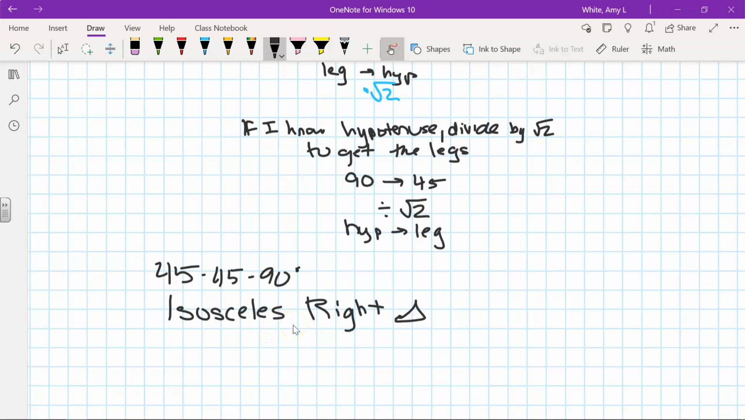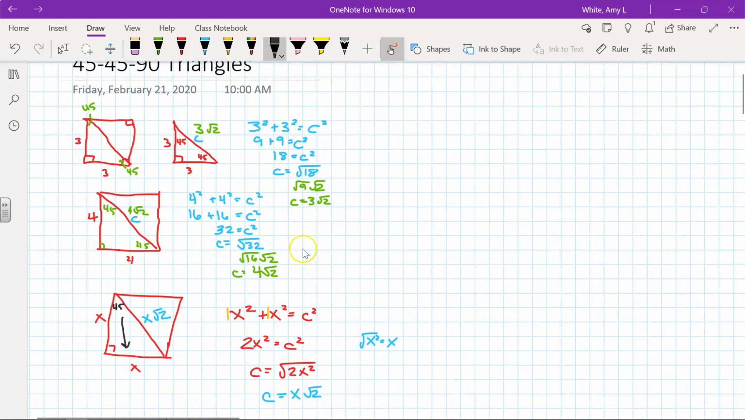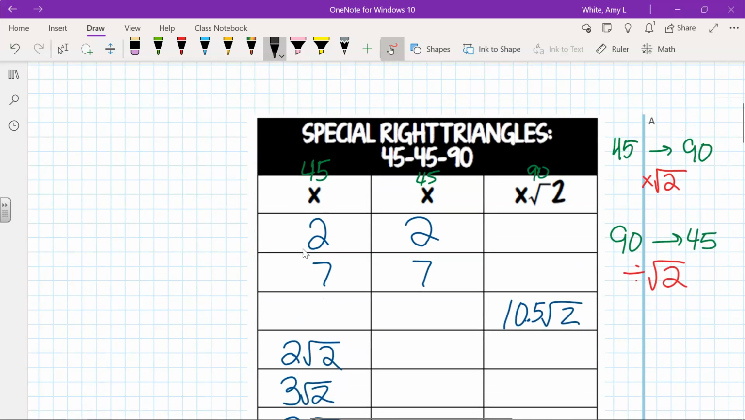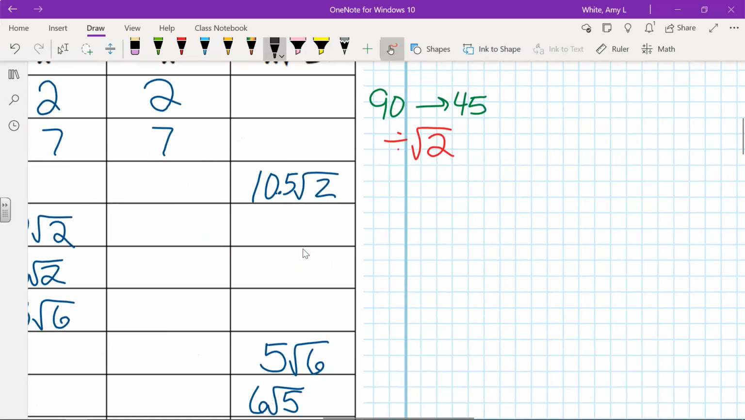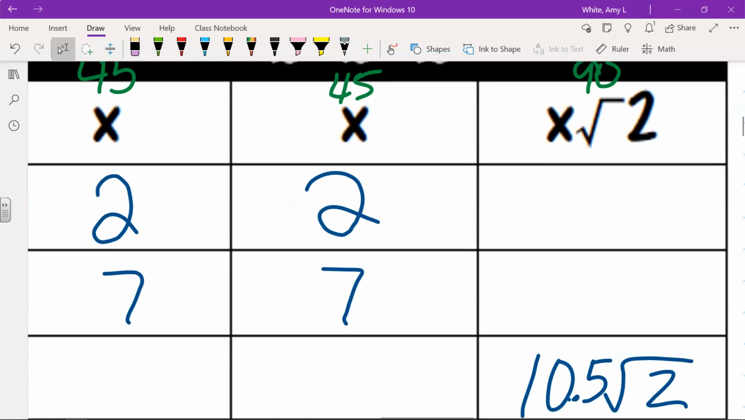In the last portion of this video, we are going to practice calculating some side lengths when we know certain pieces. So let's think about it. If I know what my 45-degree sides are, if I know that they're both 2, then to get the hypotenuse, I'm just going to take that 45-degree side and multiply by the square root of 2.